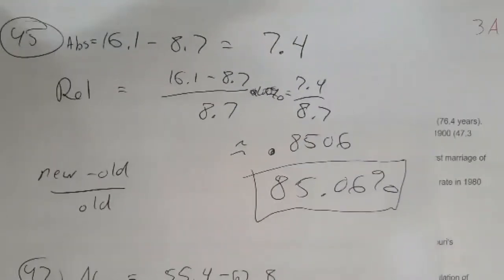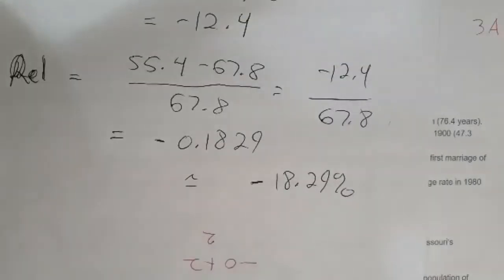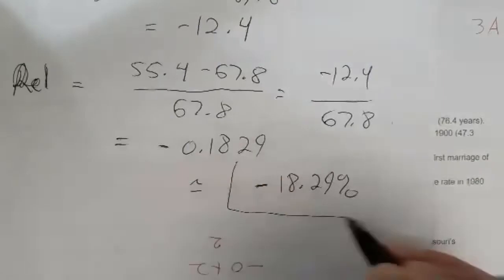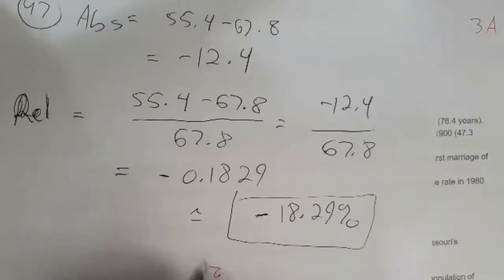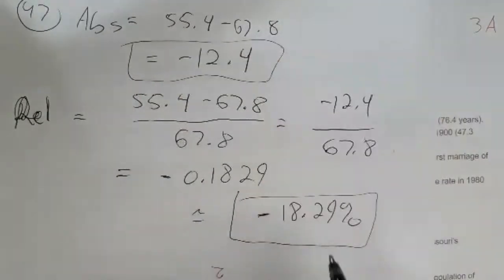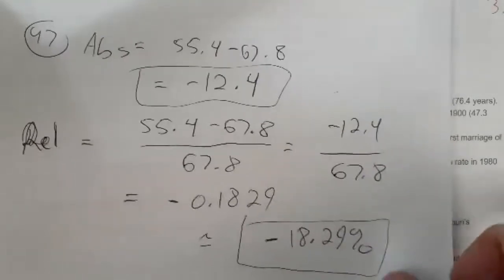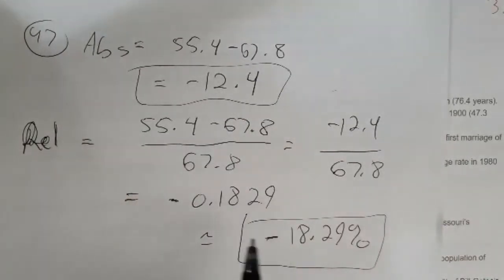So what is the question? How do you write the answer? Just negative 18.29%. No, not the numerical answer, the question answer. That's all they're asking for. Is that the word they're using? So do I say the difference? Change? They're asking for the absolute change and the relative change. So the absolute change is minus 12.4. The relative change is minus 18.29%.